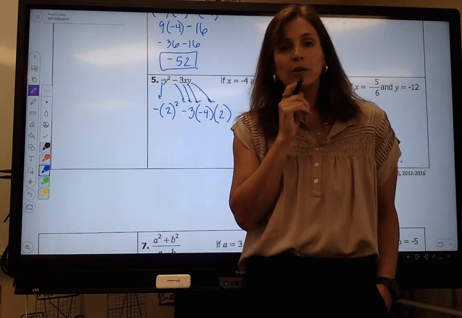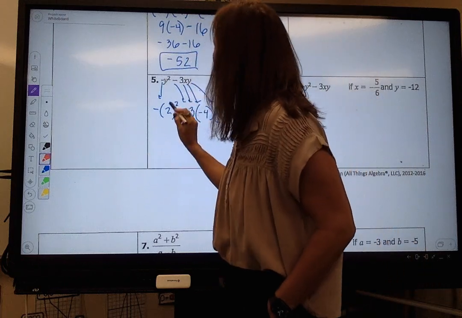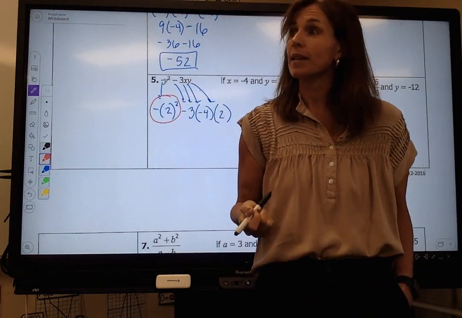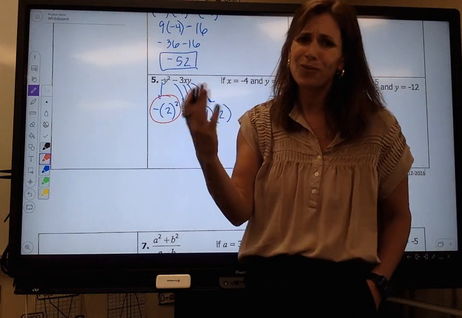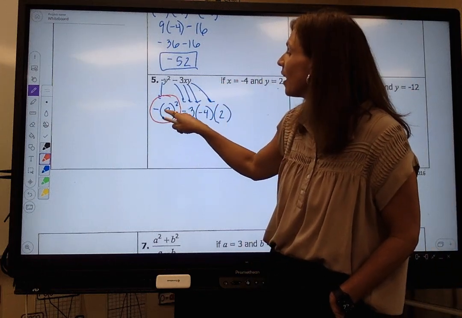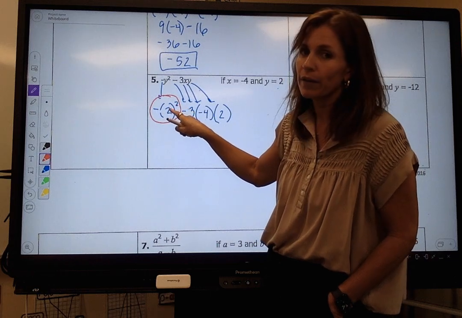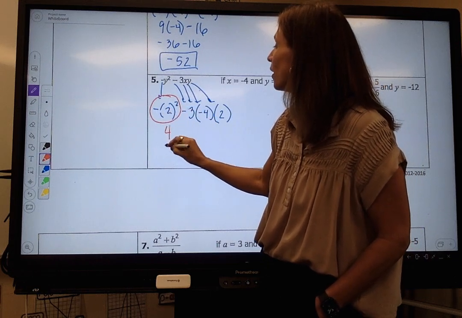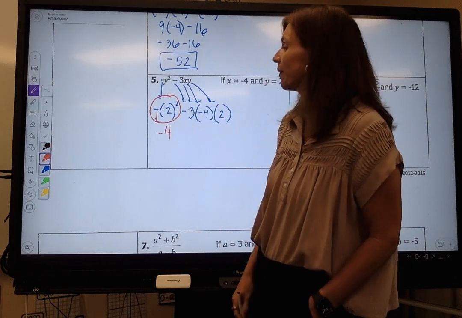We're going to do exponents first. Here, I want you to circle this. Sometimes students make mistakes, and that's fine. Of course, we're going to make mistakes all the time. Exponents first. This is not a -2 squared, okay? This is 2 squared. 2 squared is 4, and then I've got to bring down that negative.